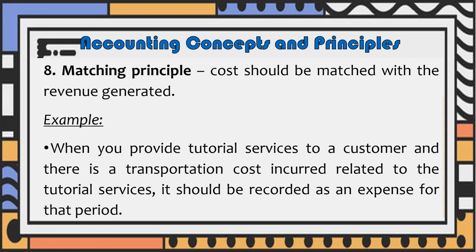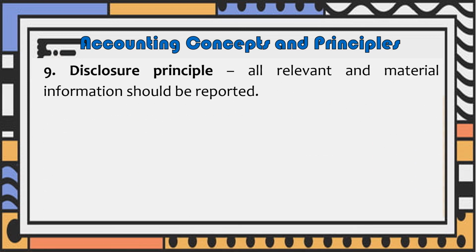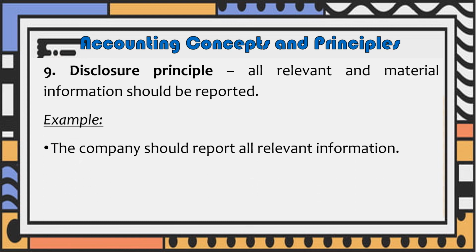Another one, you sold the goods to your customers. The revenue increases and the inventories decrease. Therefore, the reduction of the inventories in relation to revenue is called the cost of goods sold, and it should be recorded in the period in which the revenues were earned. Next, the disclosure principle. All necessary, relevant, and material information should be reported in this principle for transparency. The company should report all relevant information.